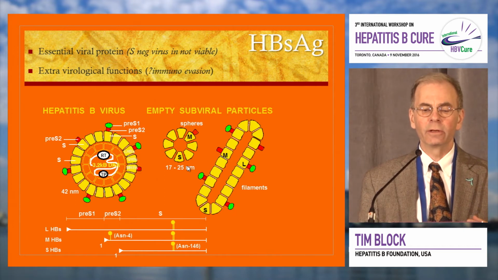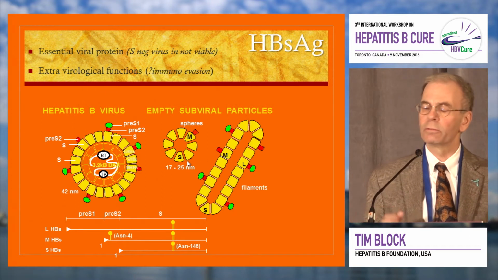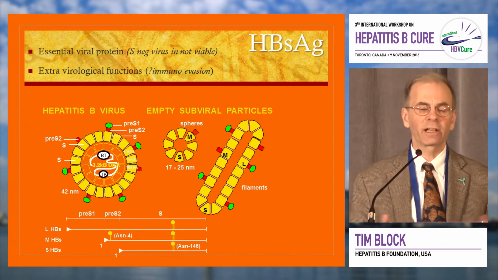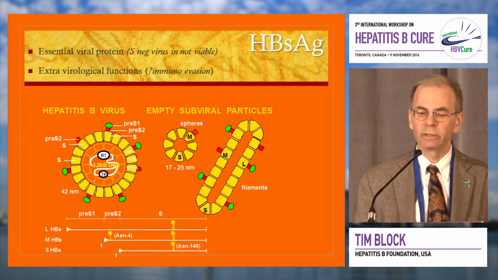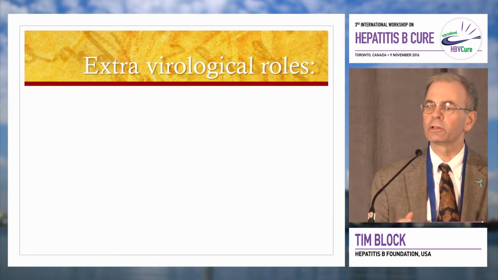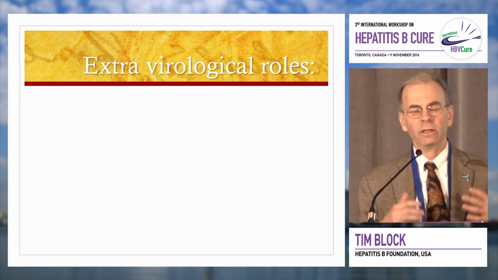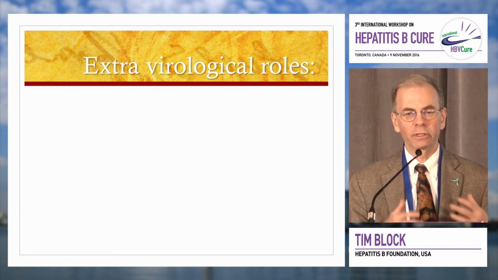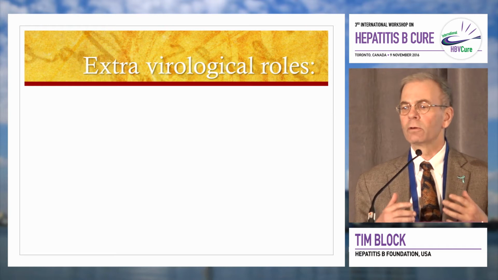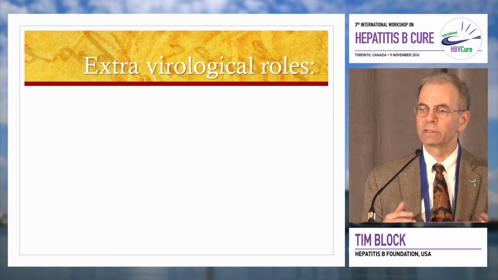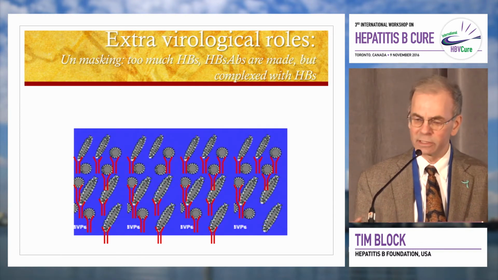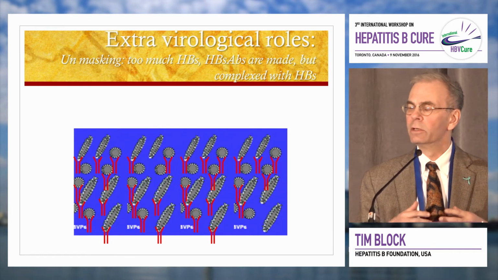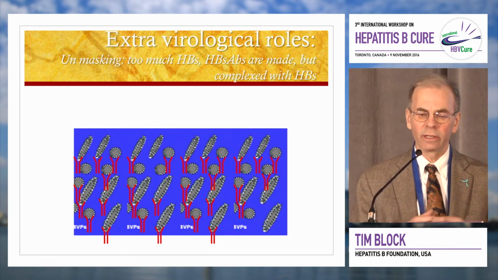But in addition, there are subviral particles, which are made, as you all know, in vast excess to the amount of virion that's made. People have microgram amounts per milliliter of S antigens in their circulation. So there's been a lot of talk about extra-virological roles for S antigen, not just as an essential viral protein to complete the virus life cycle, but perhaps roles in dampening the immune system. It seems somewhat logical. So let's explore some of those possibilities first, and then I'll talk about some direct-acting antiviral agents targeting the S antigens.